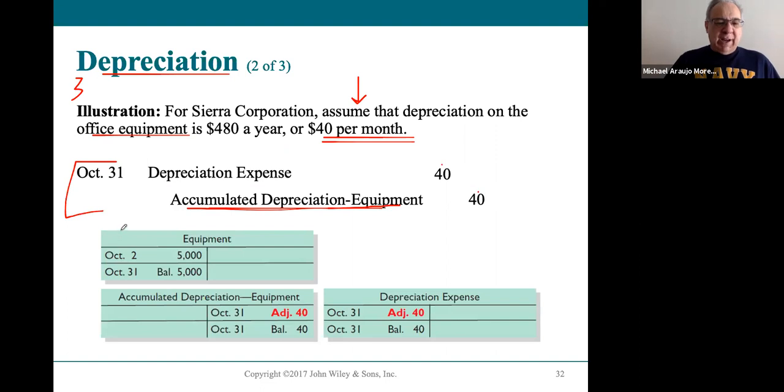Notice the equipment account isn't affected. Instead, we attach this sort of piggyback account, accumulated depreciation on equipment, next to it, showing how much of the equipment we have actually expensed through depreciation. All this tells us is how much depreciation we have already expensed over the time period that we've owned the equipment. So far it's only $40, but this will grow over time, clearly.